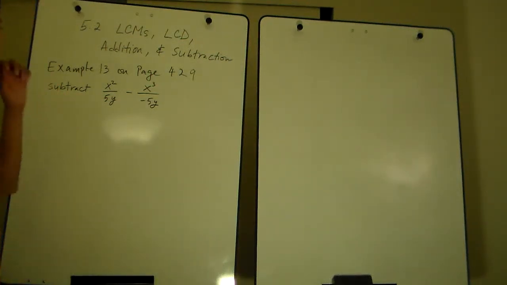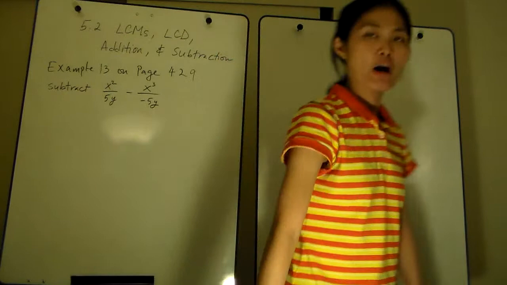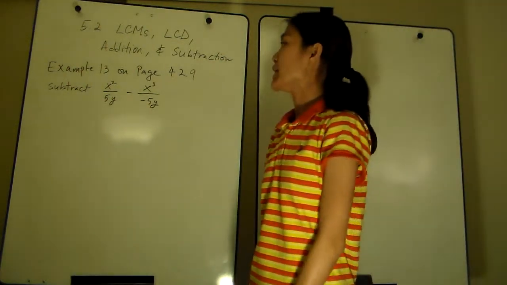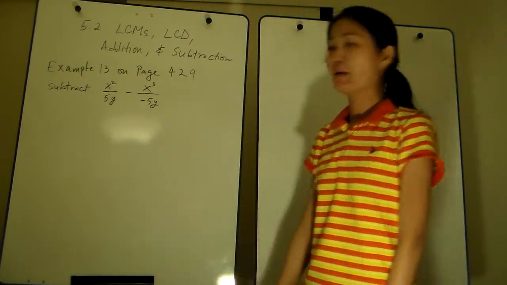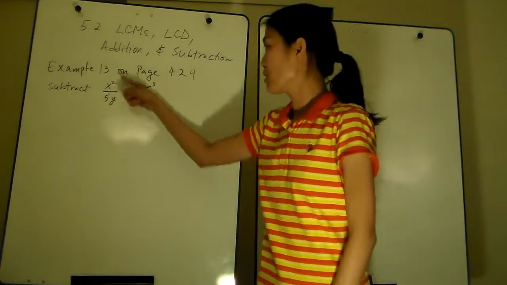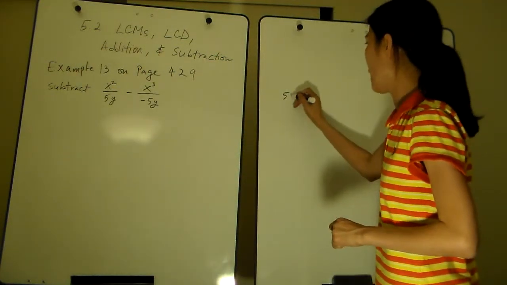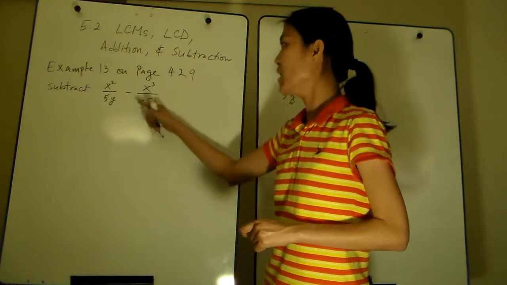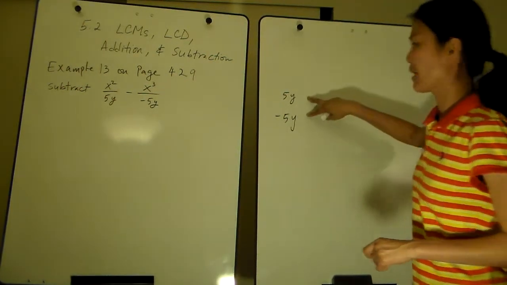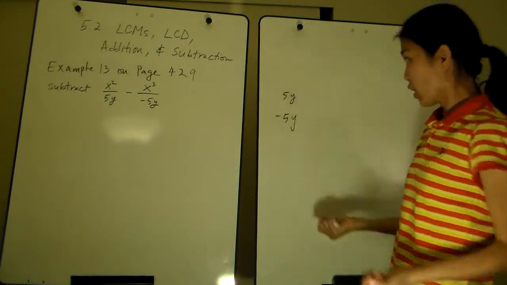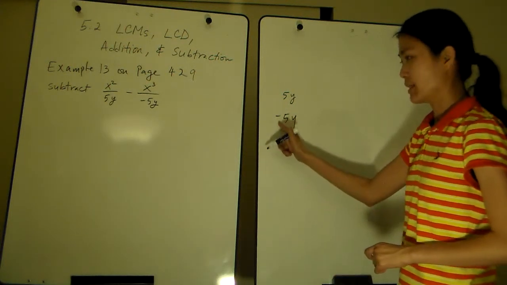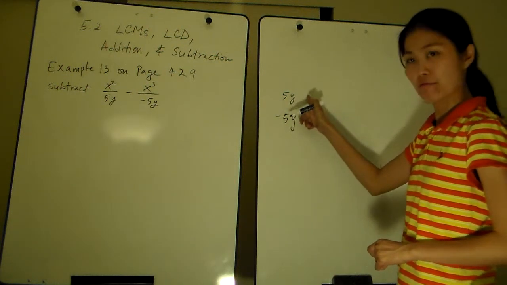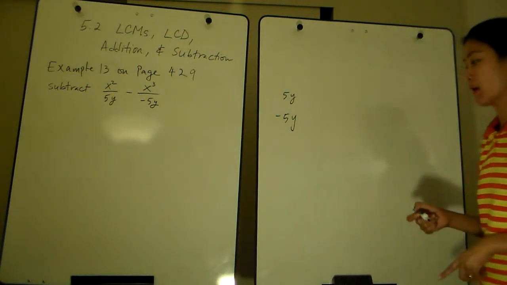Example 13 on page 249, subtract the two fractions. Alright, to subtract or add two fractions, the denominators of the two fractions have to be the same. So this first fraction has denominator 5y. This second fraction has denominator negative 5y. So they are different, right? But they're very closely related. The only thing different between the two of these is the sign. This has positive sign, 5y. This is negative 5y.